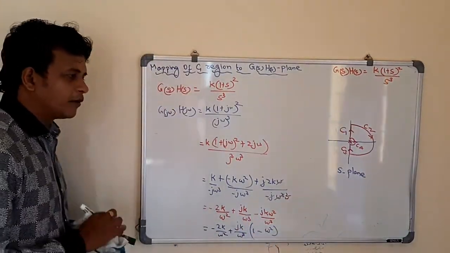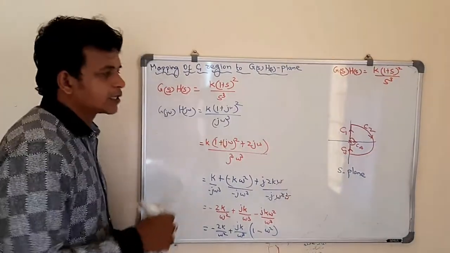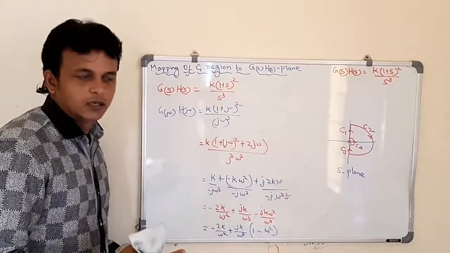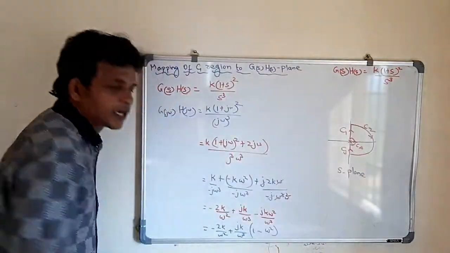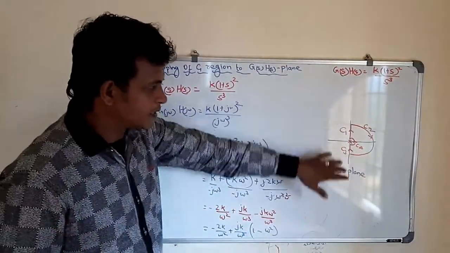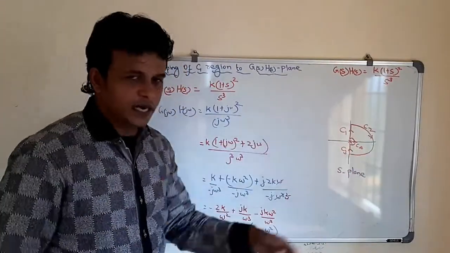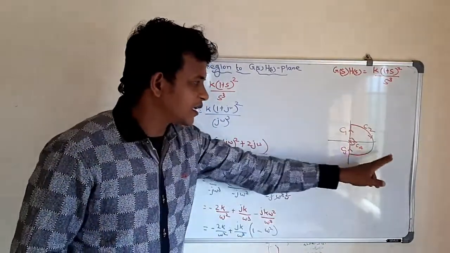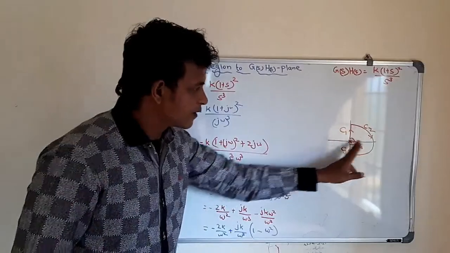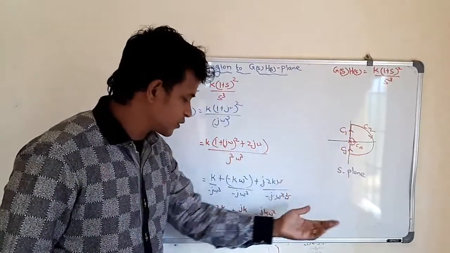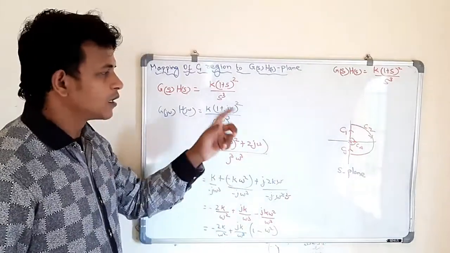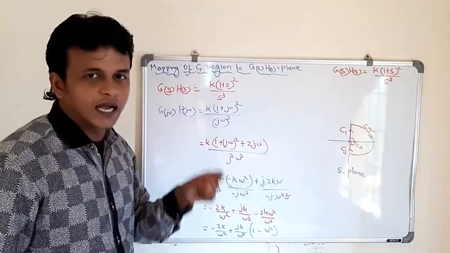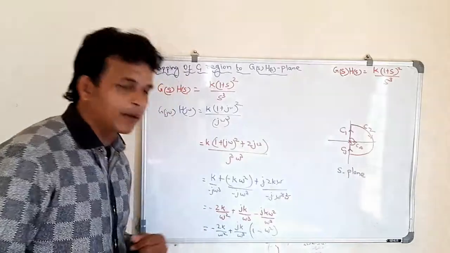Now I have to find the point at which this plot is crossing the real axis. When this plot crosses the real axis, the imaginary term becomes 0. So we have the imaginary axis and the real axis. In the imaginary axis, the real term is 0. In the real axis, the imaginary term is 0. So here at the phase crossover frequency, what happens? The plot crosses the real axis, and when the plot crosses the real axis, the imaginary term becomes 0.